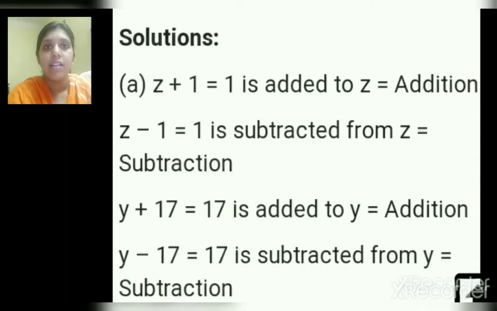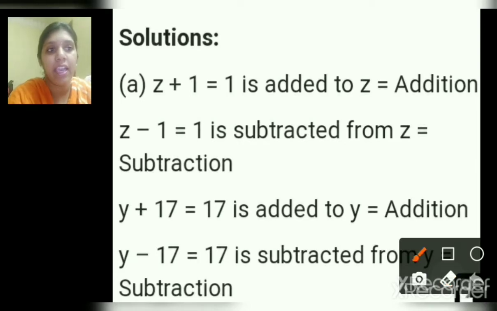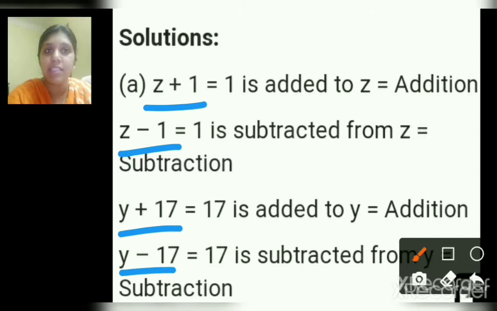A question, z plus 1. In question A we have z plus 1, z minus 1, y plus 17 and y minus 17. These four questions we have in our A subdivision. In z plus 1, what is the operation used? The operation used here is plus, so that is addition.